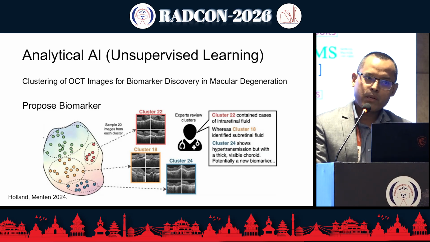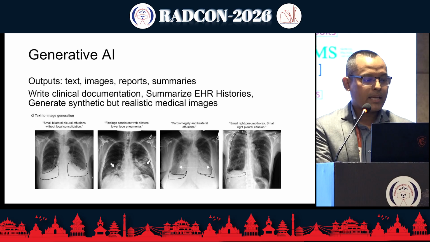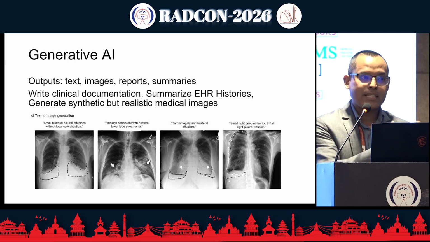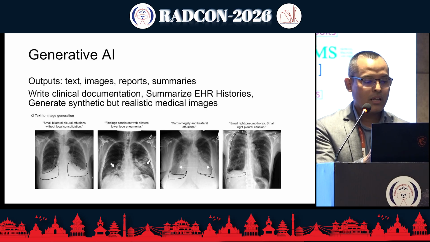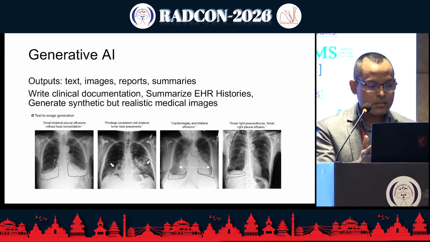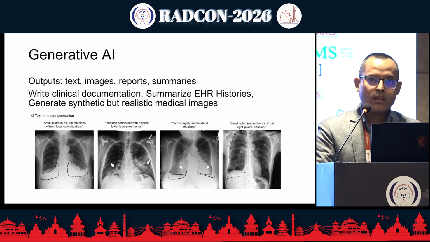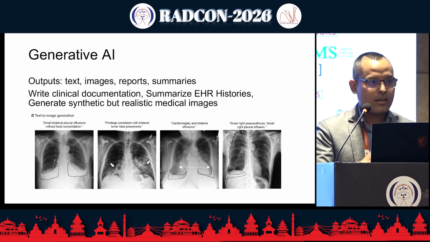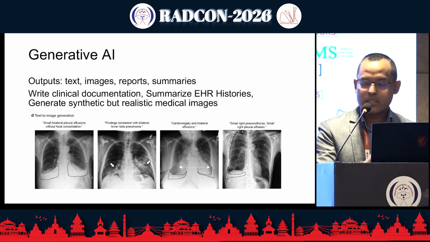Also, generative models are becoming popular, where you give a prompt to an AI model, and it will generate an image with that specific disease condition for you. For example, I want an image with cardiomegaly and bilateral effusion. Here you are, right? And a lot of these algorithms are so good that they fool experts in being able to tell if this is synthetic or not.